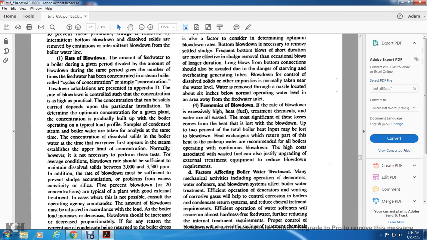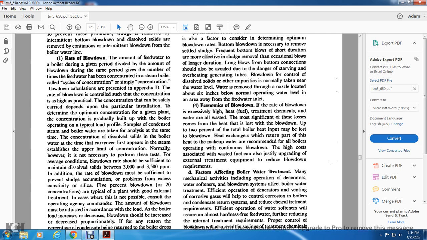Rate of blowdown. The amount of feed water to the boiler during a given period is divided by the amount of blowdown during the same period, giving the number of times the feed water has been concentrated in the steam boiler, called the cycles of concentration. Simple concentration and blowdown calculations are presented in Appendix D. The rate of blowdown is controlled to keep the concentration as high as practical. The concentration that can be safely carried is dependent on the particular installation and determines the optimum concentration for a given plant.